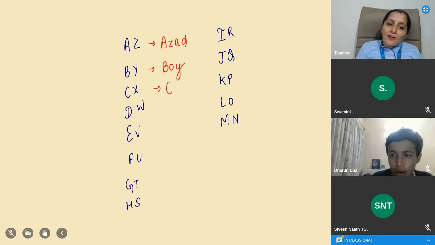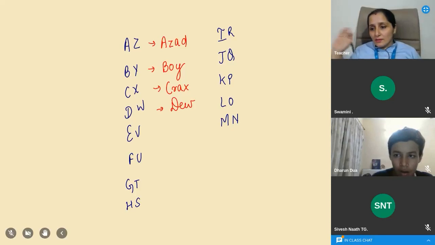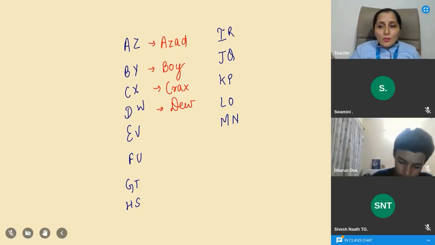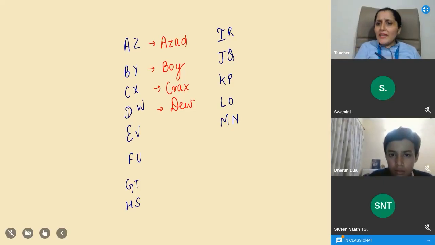Azad is a boy after eating cracks and drinking dew. Whenever you are going outside, you are going for any party, you are going somewhere for outing, what your mama says? Mama always says, eat and drink first, then you can go outside. Yes or no? So same Azad's mama says, Azad is a boy, first eat and drink. So Azad eats cracks and drinks dew.